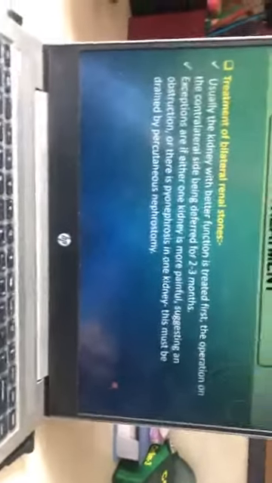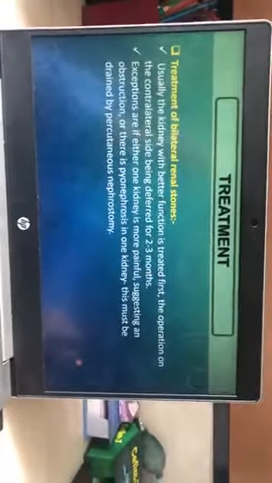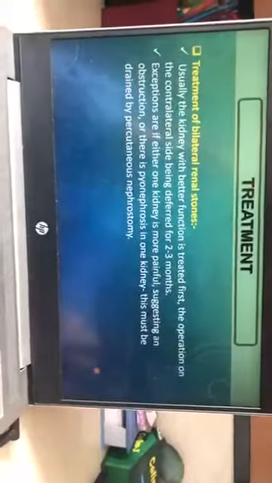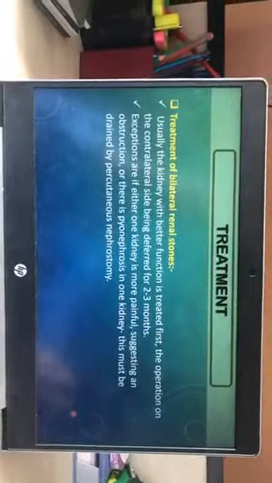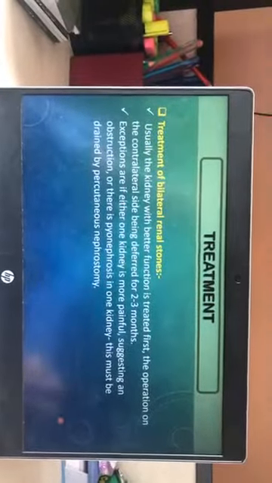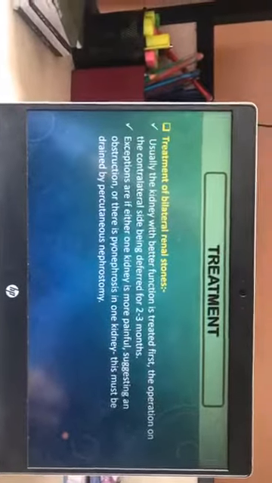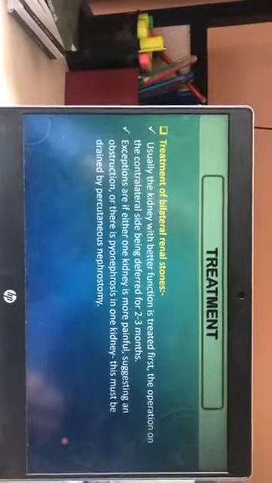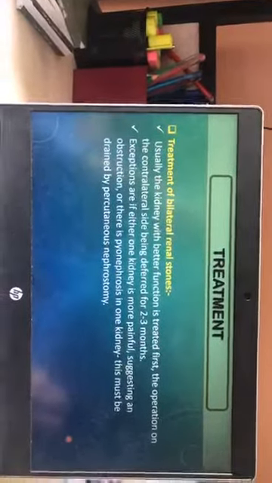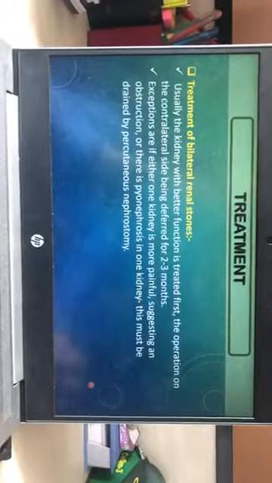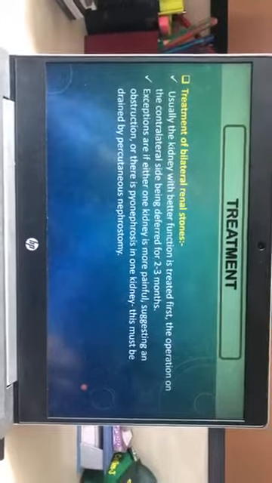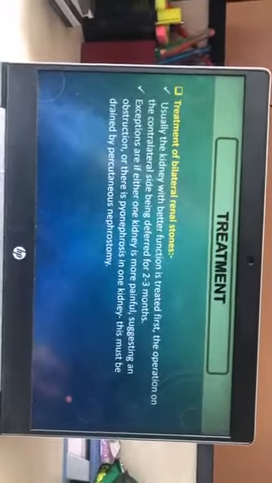Now, treatment of bilateral renal stones. Usually the kidney with better function is treated first, and the operation on the contralateral side is deferred for 2 to 3 months. Exceptions are if either kidney is more painful, suggesting an obstruction, or there is pyonephrosis in one kidney. This must be drained by percutaneous nephrostomy.